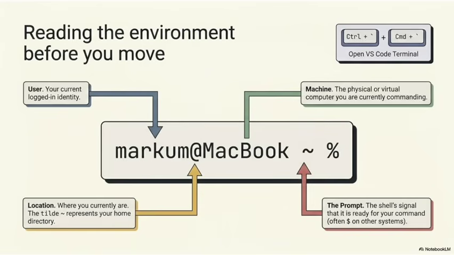Before you can move anywhere in the terminal, you need to read the prompt, the status display the shell shows you at all times. The prompt here, for our examples, is markham@MacBook ~ %, which contains 4 pieces of information. The user, markham, is your logged in identity. The machine, MacBook, is the physical or virtual computer you're using, and the location, the tilde, is where you currently are in the file system. The tilde is shorthand for your home directory. The prompt symbol, the % on zsh, the $ on Bash, signals the shell is ready for a command.